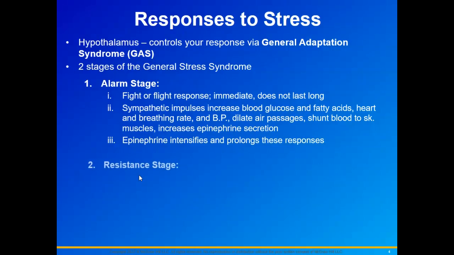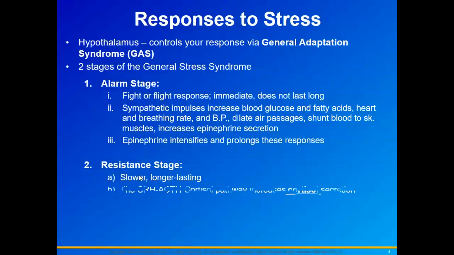However, if it perpetuates, you will move into the next stage, and that is going to be the resistance stage. It is slower and longer lasting. Now this is where we start getting into the production of cortisol, which we've talked about some of its effects. So this is a CRH, ACTH, cortisol pathway. Who can tell me what these abbreviations mean?